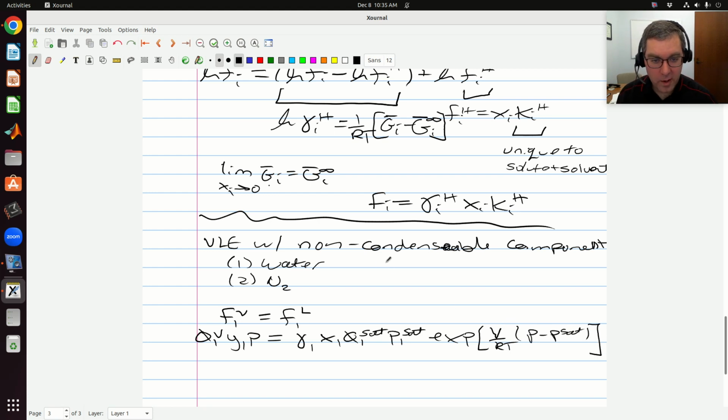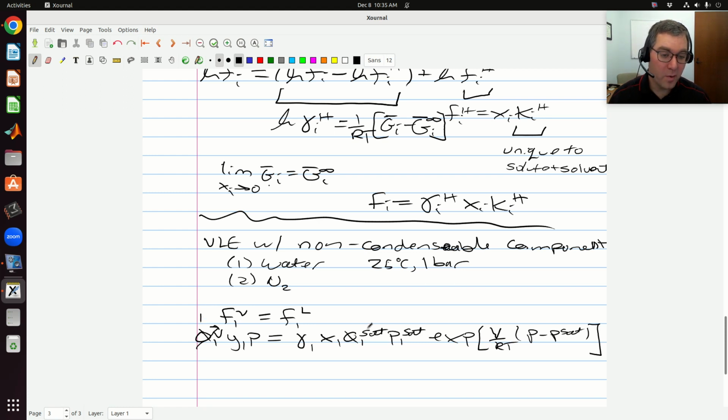So let's assume now that we're at say 25 degrees C and 1 bar. We're going to be at low pressures, so it's reasonable to assume the vapor phase is an ideal gas.